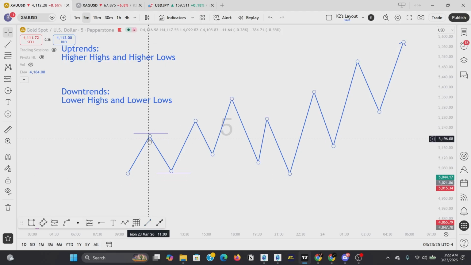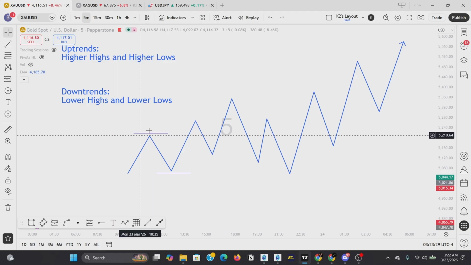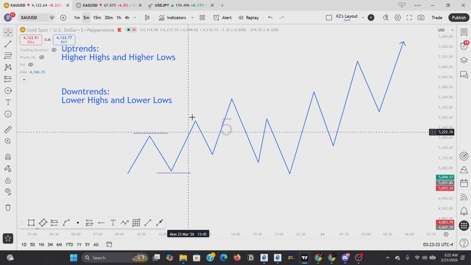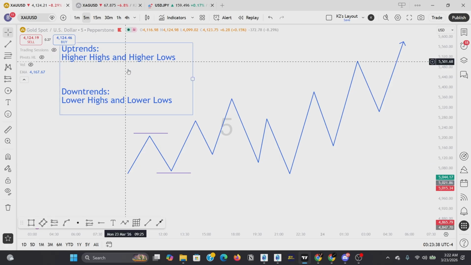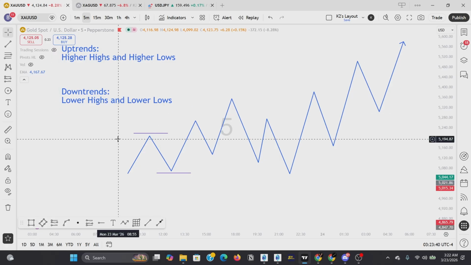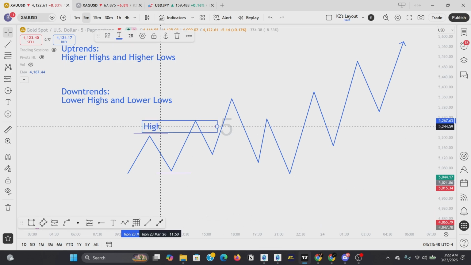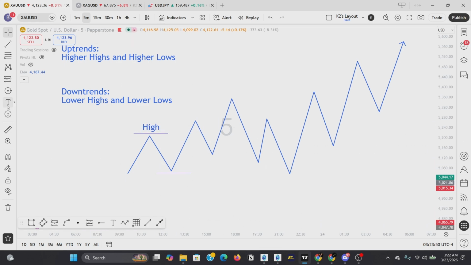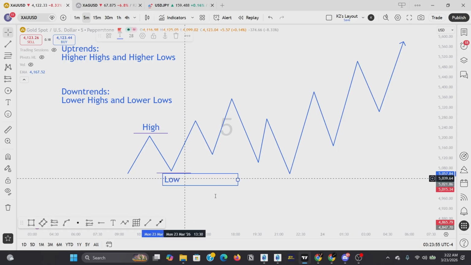The top of a little swing. These are swings, by the way. Swing highs and swing lows are the high, low, swing high, swing low, swing high, swing low. Those are your swings. So it's okay to just mark one and start just like this. Boom. That's a high. I'm identifying this high right here. Boom. This is a low. I'm identifying this low right here.